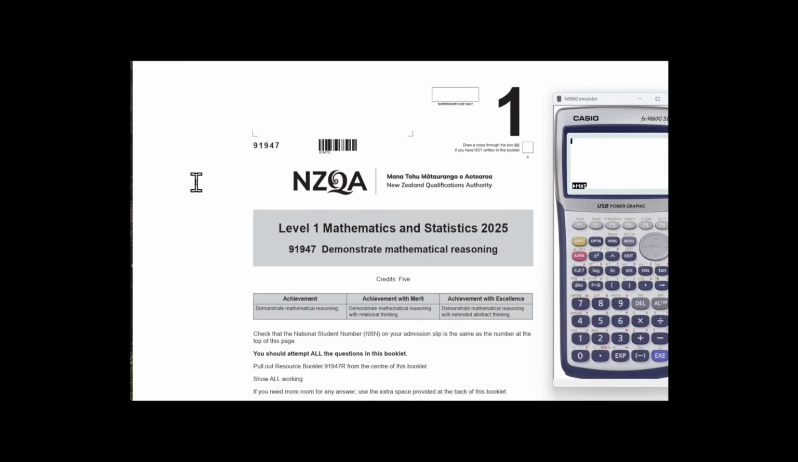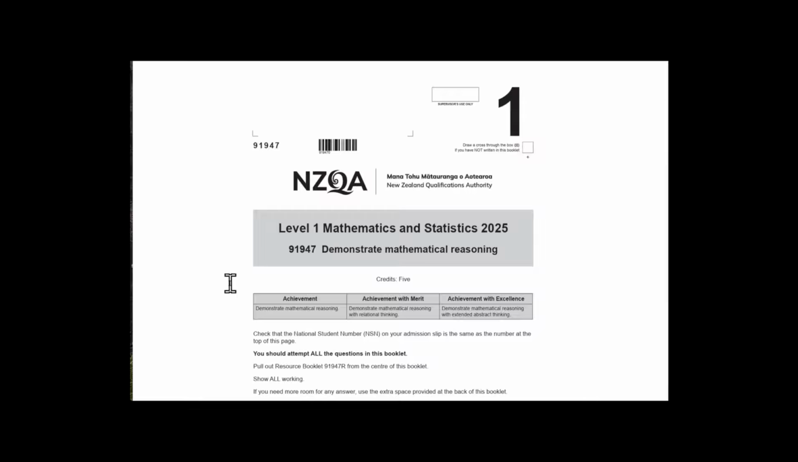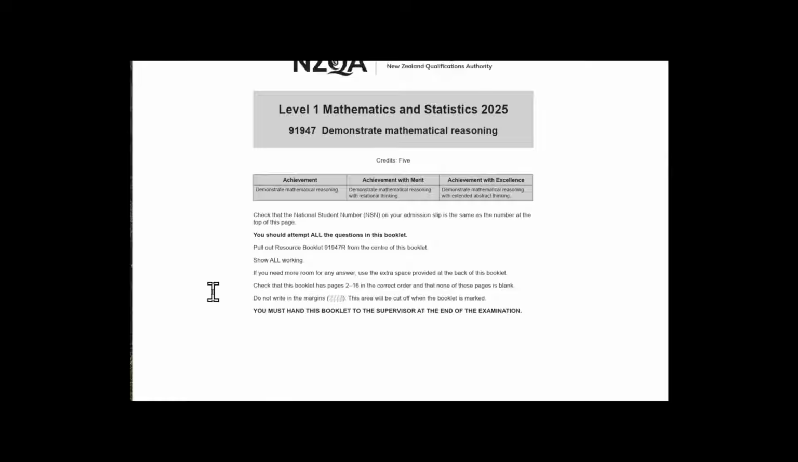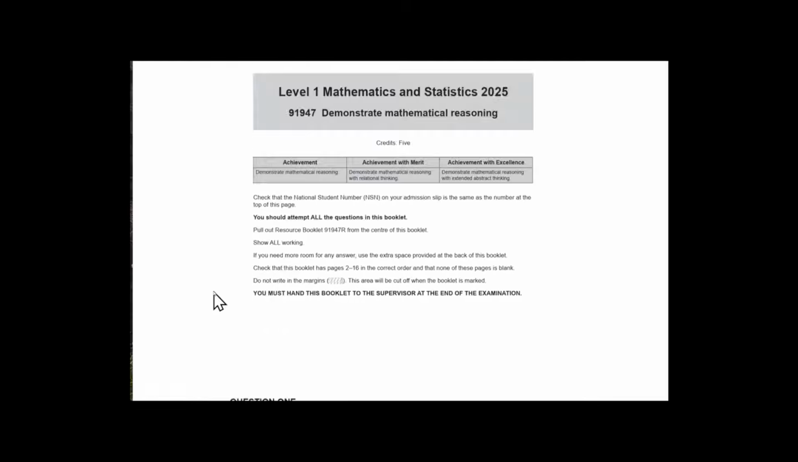All right, so this first one is Level 1 Mathematics and Statistics. Demonstrate mathematical reasoning. That's kind of a grab bag of all sorts of mathematical skills. They got rid of the MCAT exam and replaced it pretty much with this one. I'll leave to you whether that was a good idea or not, but let's get on with it.